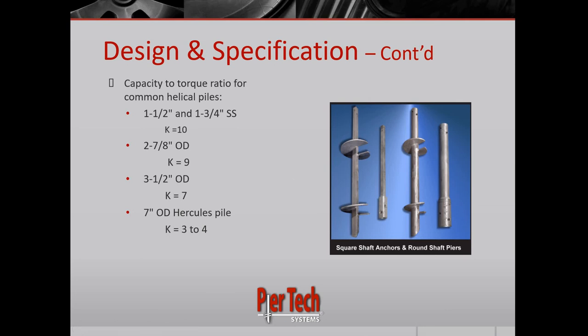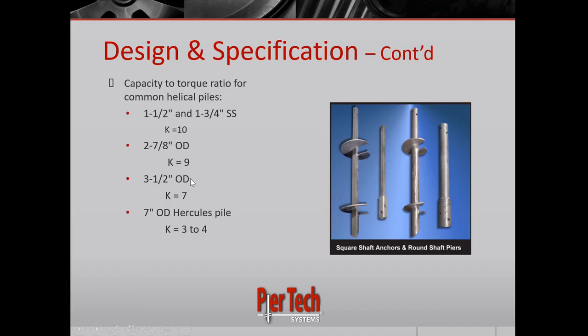All right, so the K factor, there's some common K factors for 3.5 inch and under shaft diameters. So for the 1.5 inch and 1 3/4, the K factor is 10. It's typically a 10-to-1 relationship. And for the 2 7/8, the K factor is 9. So for every 1,000 foot-pounds of torque, you have 9,000 pounds of ultimate load capacity.